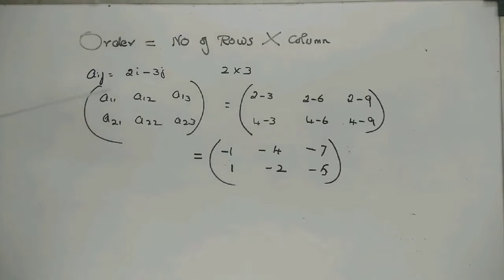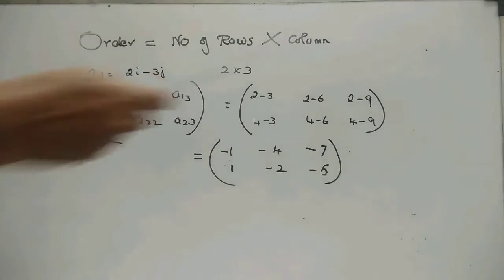You write down the matrix in general form. A11, A12, A13: first row first column, first row second column, first row third column. Similarly, A21, A22, A23. In this formula, you substitute these values of i and j. For A11, you substitute i equal to 1 and j equal to 1: 2 ones are 2, minus 3. For A12, put i is equal to 1, j is equal to 2: 2 ones are 2, then here 3 into 2. For A13, put i is equal to 1, 2 into 1, minus, for j you put 3, 3 into 3, 2 minus 9.